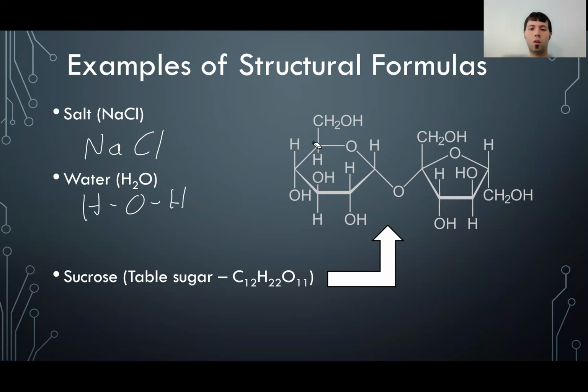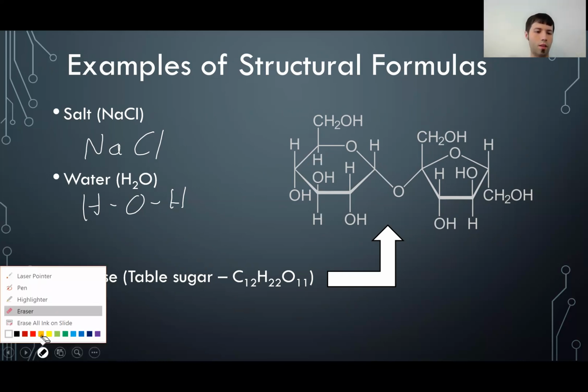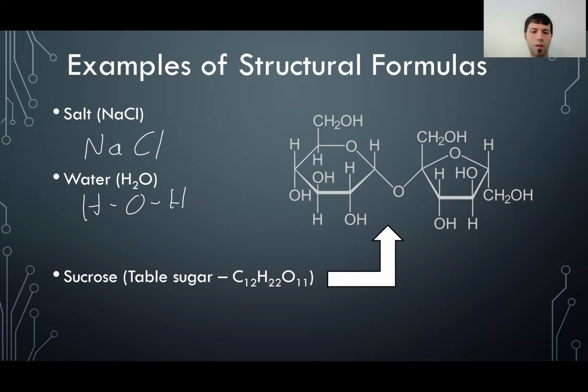We're not going to go over how we know where each of these bonds would go or what each of these symbols and lines mean, but I do expect you to know by looking at this chemical formula here at the bottom that table sugar has 12 carbon atoms, 22 hydrogen atoms, and 11 oxygen atoms. So this is one single molecule of sugar.